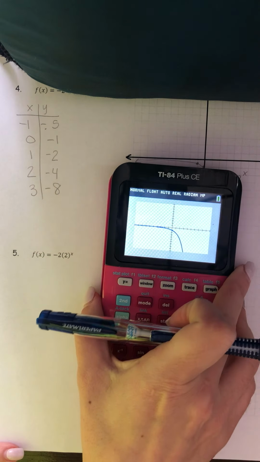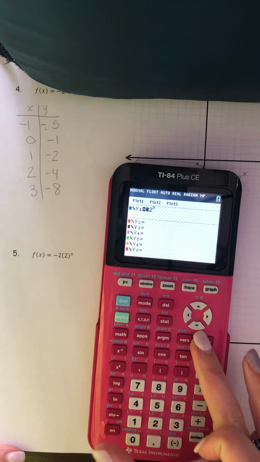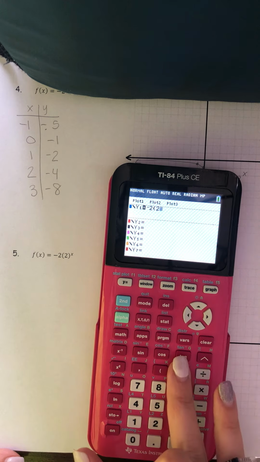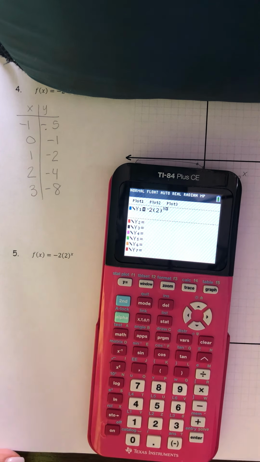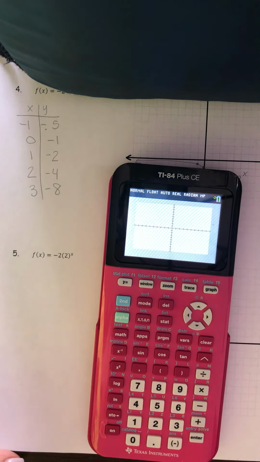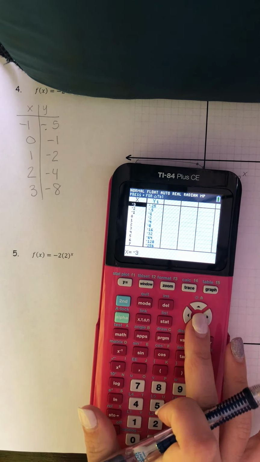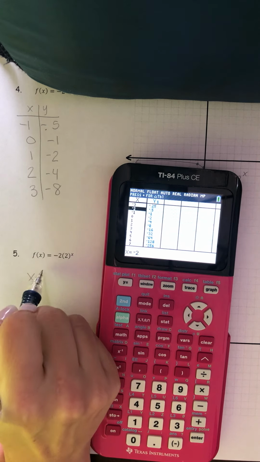So when I put them in my calculator, I'm going to do y equals, clear out what's in there. Type it in exactly how you see it. So -2, parenthesis 2, raised to the x. Hit graph so we can see what our graph looks like. So it kind of looks like the last one we did. I'm sure it's not going to be exactly the same. Hit second table. So I'm going to start with that 0.5 point right there.